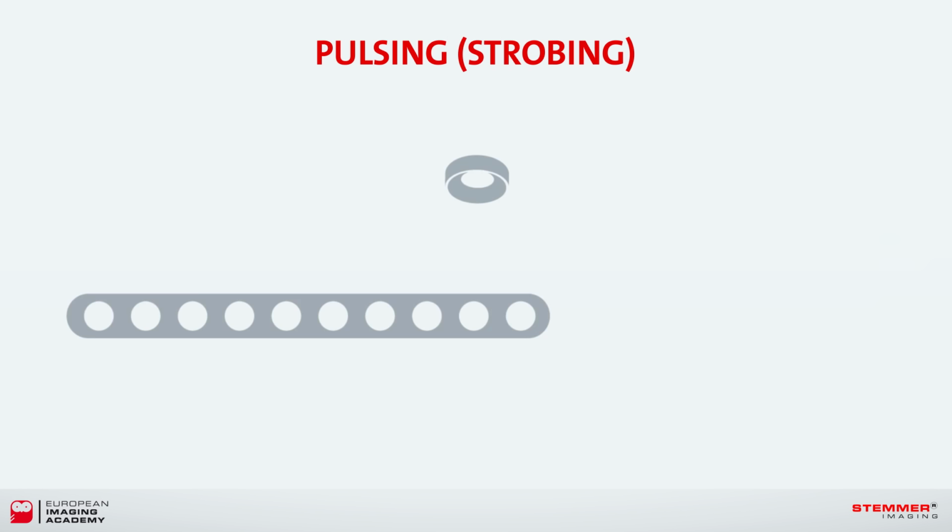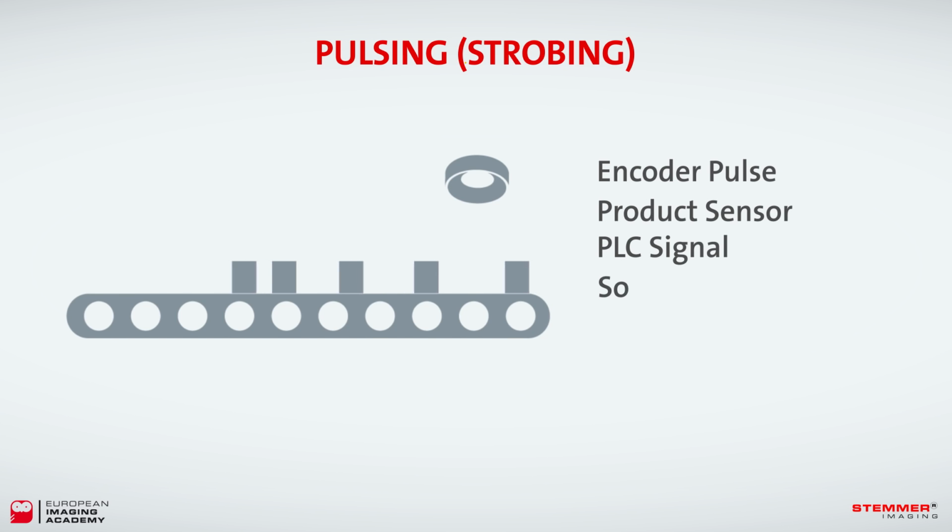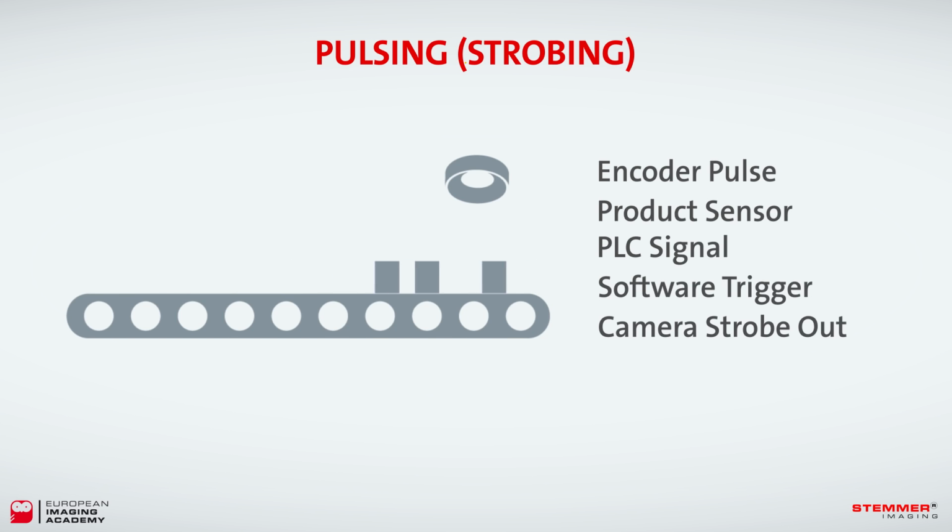Pulsing, strobing. Once you have control of when the light is on, the pulses, strobes, can be synchronized to when the product is in the right position. This control is achieved by anything that can provide a digital trigger signal. Typically, this is generated by an encoder pulse, product sensor or PLC signal, a software trigger, the camera itself, or any other device or software that can create a digital signal.